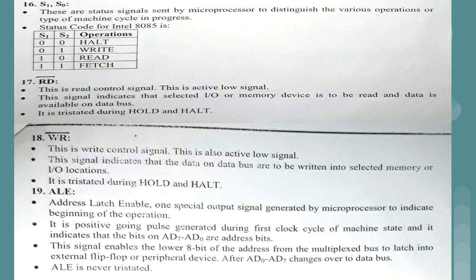So definitely as we are setting the value of S1 and S0, on the basis of that value only the read and write operation is going to get performed. So RD stands for read control signal and WR stands for write control signal. And both are active low signals.